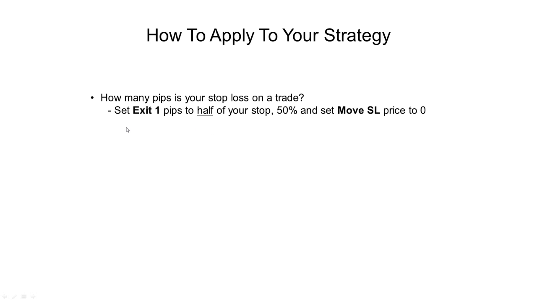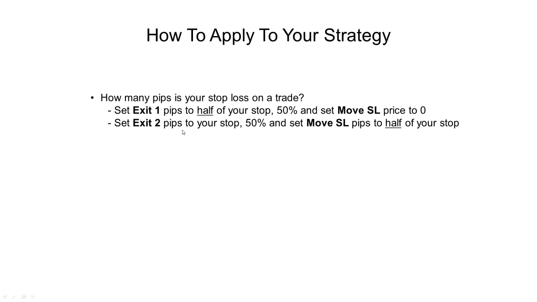Okay. Next, you'll set the exit 2 pips to your actual stop loss. And then 50% again, set the move SL to half your stop. So what you're saying is once you reach your stop loss in target pips, move your stop loss to half your normal stop. Okay. In profit, actually. I'll show you an example of this.